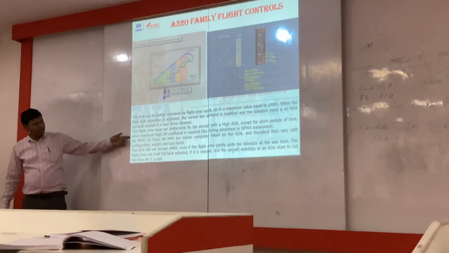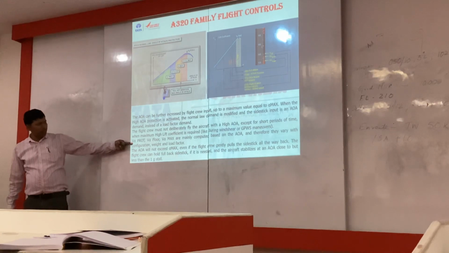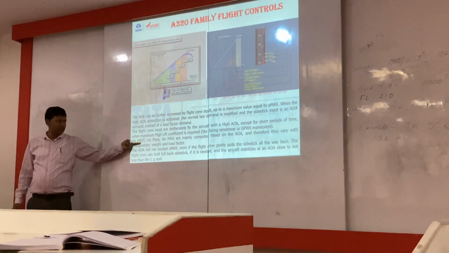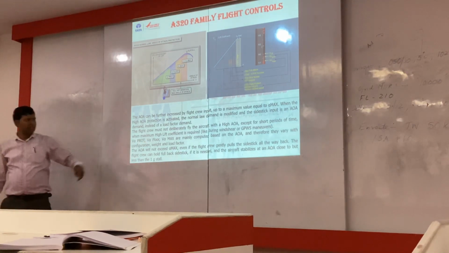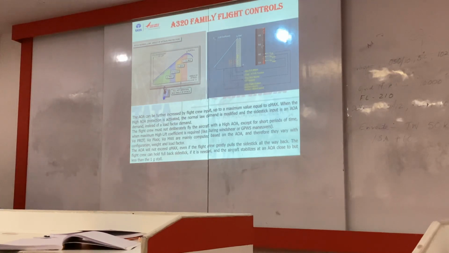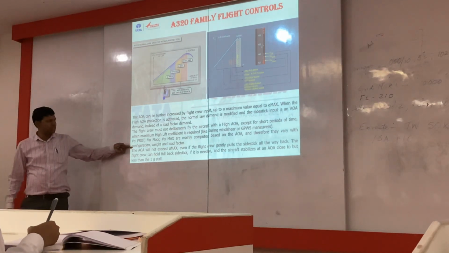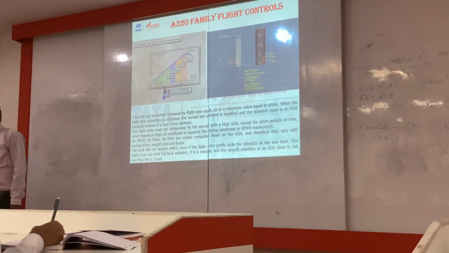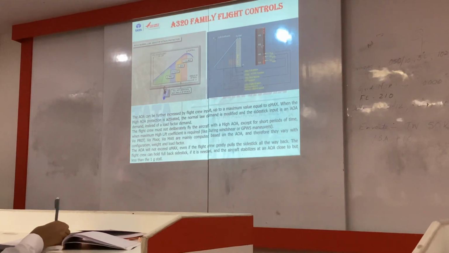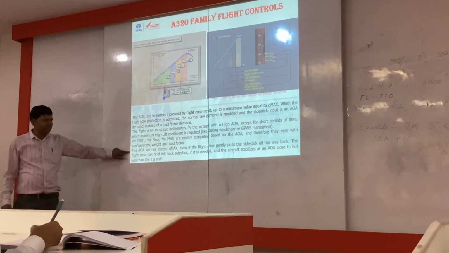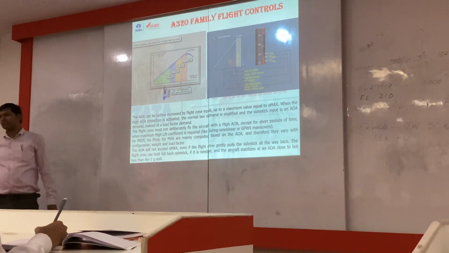So when maximum high lift coefficient is required, V alpha prot, V alpha floor, V alpha max are mainly computed based on the angle of attack. All these values are calculated based on the input angle of attack, and therefore they vary with the configuration, weight and load factor. So depending upon different config and weight, it will change. The angle of attack will not exceed alpha max if this protection is active.